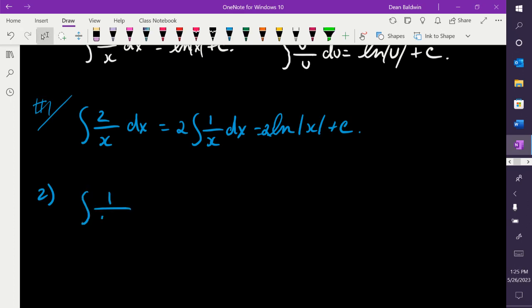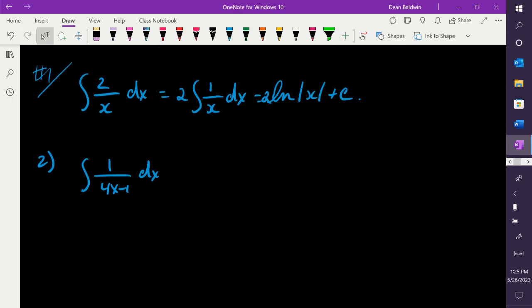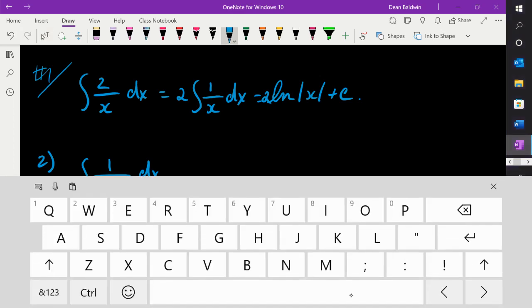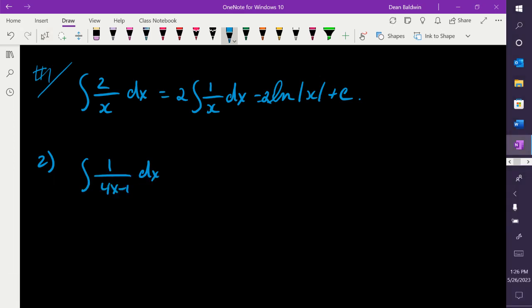Integral 1 over 4x minus 1 dx. Okay, I'm going to show you 2 ways to do this one. What's the first thing? Sorry, what do you want to do? But then you're going to run into the problem that we did up here where we tried to add 1 to the exponent and stuff. So you're going to have to do a u substitution.